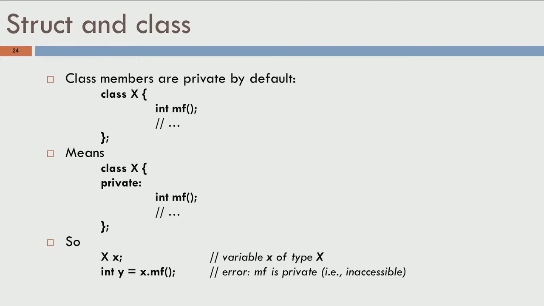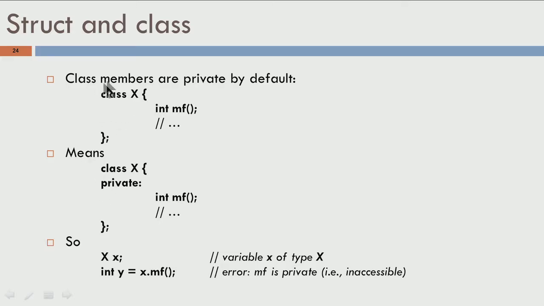We will see specific examples in a little while. So, what is the difference between a struct and a class? Let us see class X, let us say I put int mf. By default all members are private in a class.